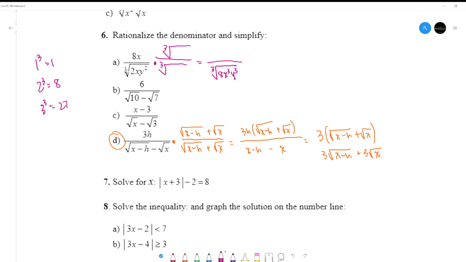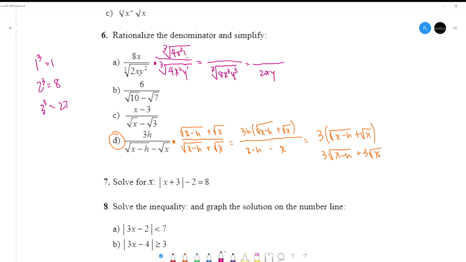So what do I have to multiply 2 by? I have to multiply by 4, right? 4, and then there's x to the first, so I need 2 more x's. There's y to the second, so I need 1 more y. So you see how this multiplies in the denominator and you get cubed root of 8x cubed y cubed, which then simplifies into 2xy. Does that make sense?